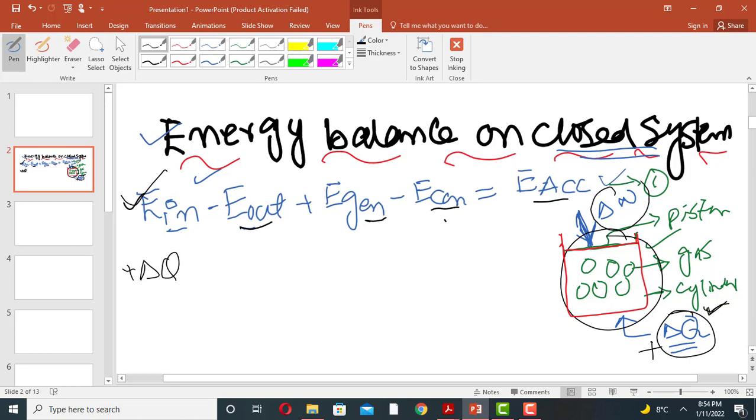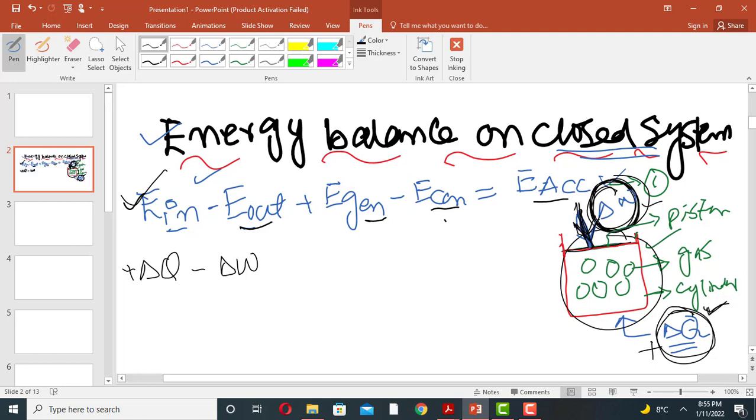The other is the work done on the system. Surroundings do some work on the system to compress the system. So compressional work is denoted as negative, minus delta W. So work done by surroundings on the system will be taken as negative. So work is minus delta W. So these are the energies entering the system.